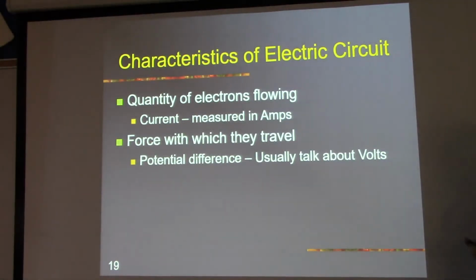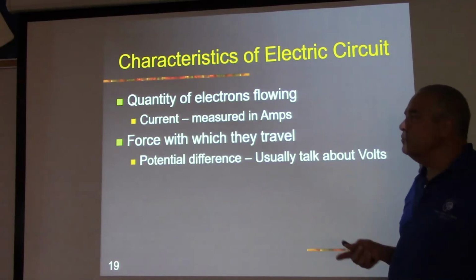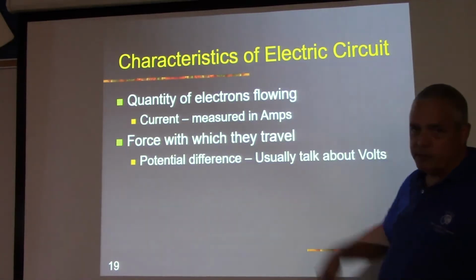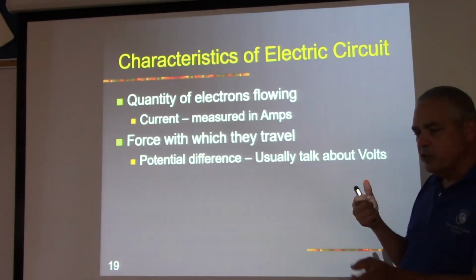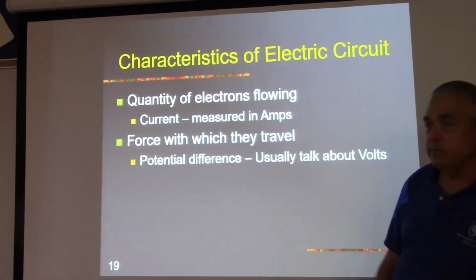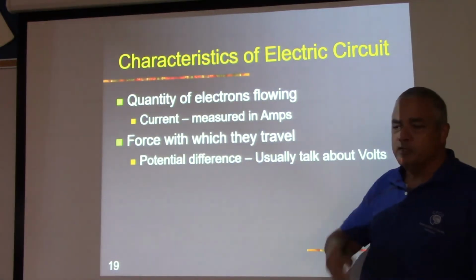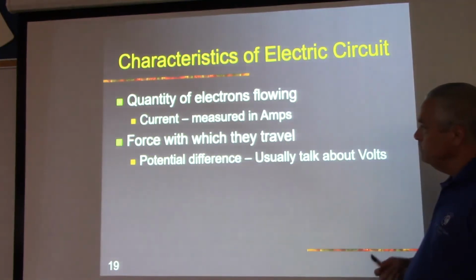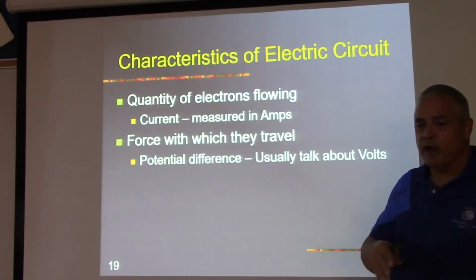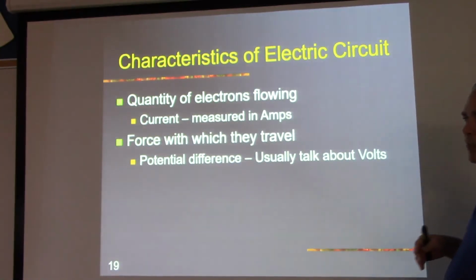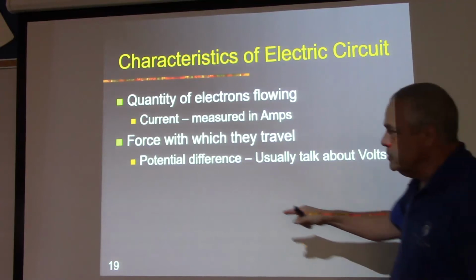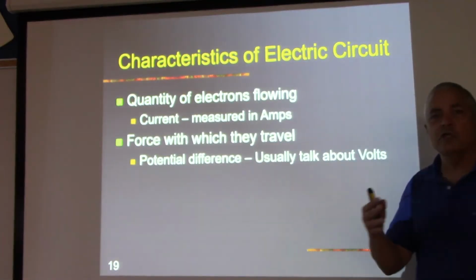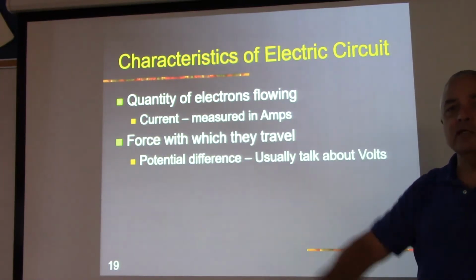Okay, so if we're talking about the quantity of electrons flowing through my circuit, that's measured in amps. That's just me standing there with a stopwatch and counting the number of electrons that go by in a second, right? The higher the current is, the more electrons are flowing. And then the force with which these things travel. Okay, how fast are these electrons moving? Because they don't move at the speed of light, they don't move at a consistent speed. The higher the voltage is, which is this potential difference, the higher the voltage is between 2 points, the faster the electrons are going to move.